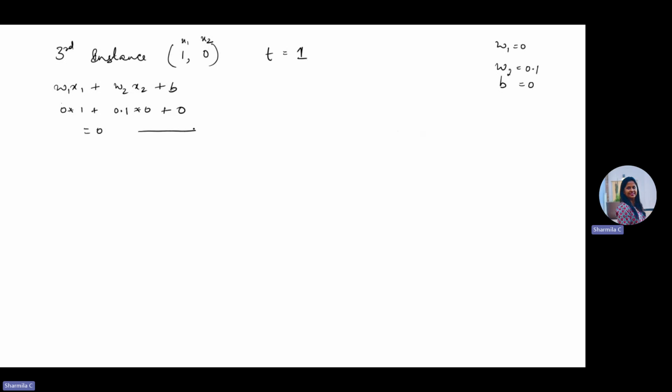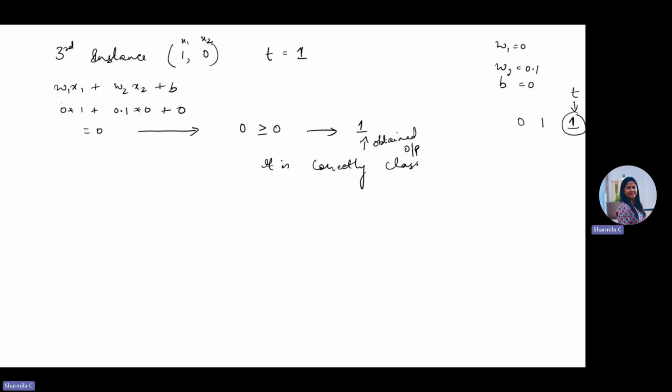Now this has to be sent to the activation function. Since 0 is greater than or equal to 0, the output we are going to get is 1. Whenever we have the OR operation, when the input is 1 and 0, we are getting 1. So this is my target value, and this is my obtained output. Since the obtained output is equal to the target output, it is correctly classified.